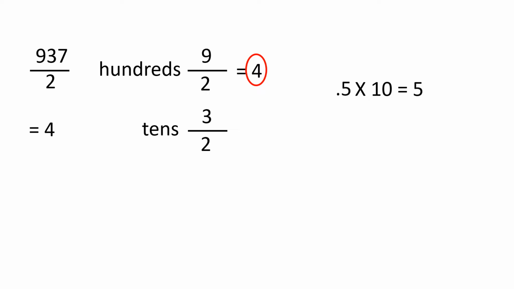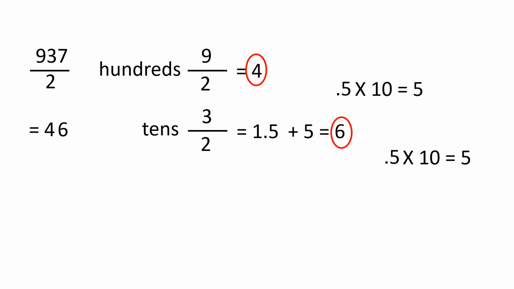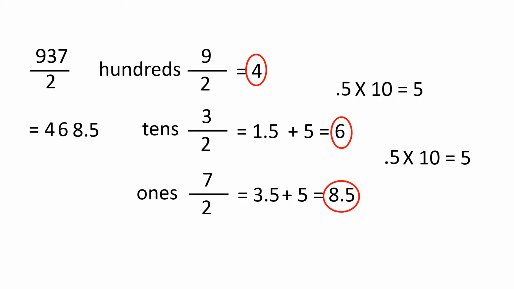3 divided by 2 is 1.5. We add the 5 to the 1 and get the tens position is 6. We hold on to that 0.5 again. 7 divided by 2 is 3.5. We add the 0.5 from the tens as 5 ones. 3 plus 5 is 8. So that makes 937 divided by 2, 468.5.